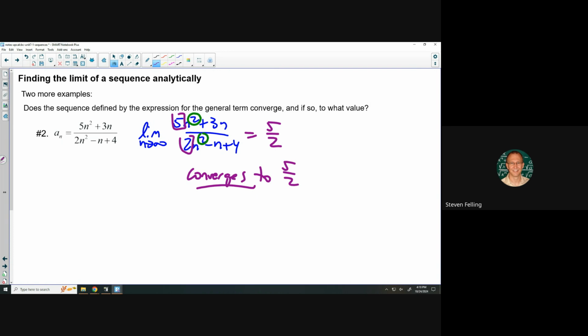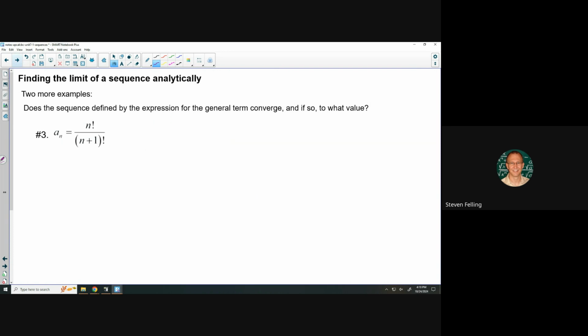All right. Here's another example. Let's say we wanted to find this one. Now this one, we would have to take the limit as n approaches infinity of the rule, n factorial over n plus 1 factorial, right?